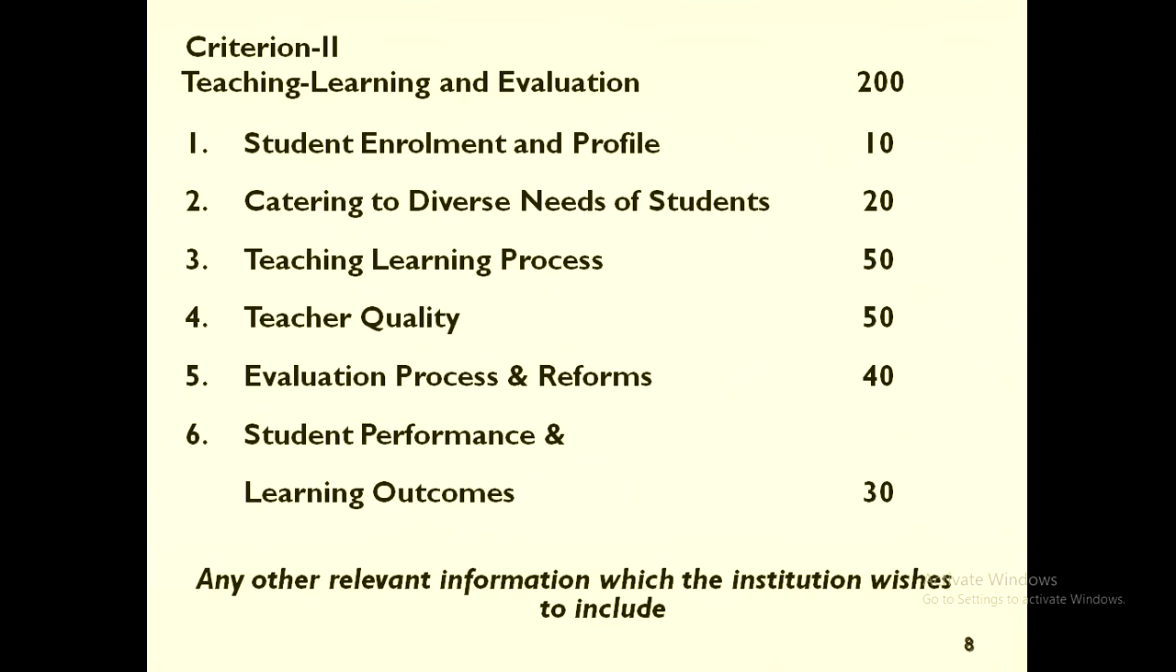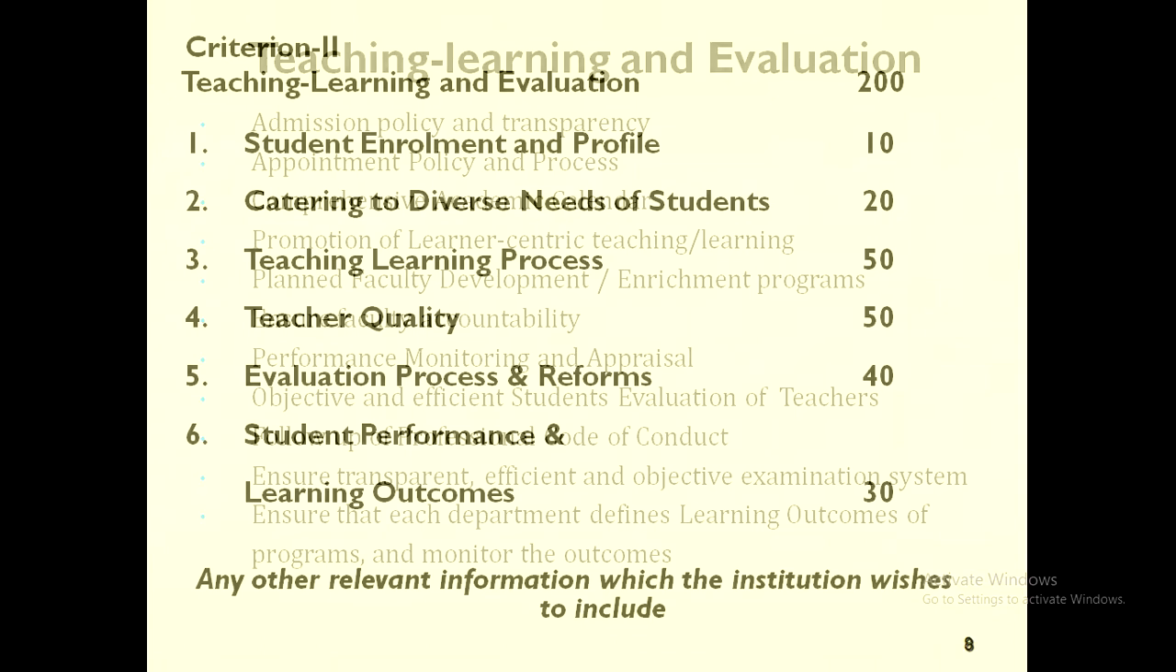The next criterion is very important, that is teaching, learning and evaluation process. Most of the time they give most of the emphasis on this. Its sub-criteria are students' enrollment and profile, catering to the diverse needs of students, teaching learning process, teacher quality, evaluation process and reforms, and student performance and learning outcomes.